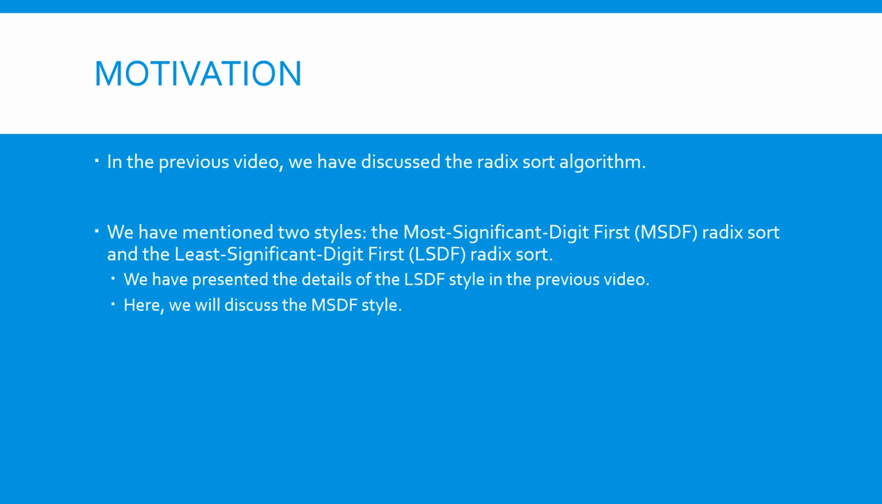Recall that in the previous video, we discussed the general idea of Radix sort. It is a non-comparison based sorting algorithm and extends the bucket sort algorithm with more practical applications such as sorting large numbers and strings. We also introduced two Radix sort styles. We have the least significant digit first Radix sort, or LSDF Radix sort. And we have the most significant digit first Radix sort, or MSDF Radix sort. We presented the LSDF Radix sort in the previous video, and today we will discuss the MSDF Radix sort.